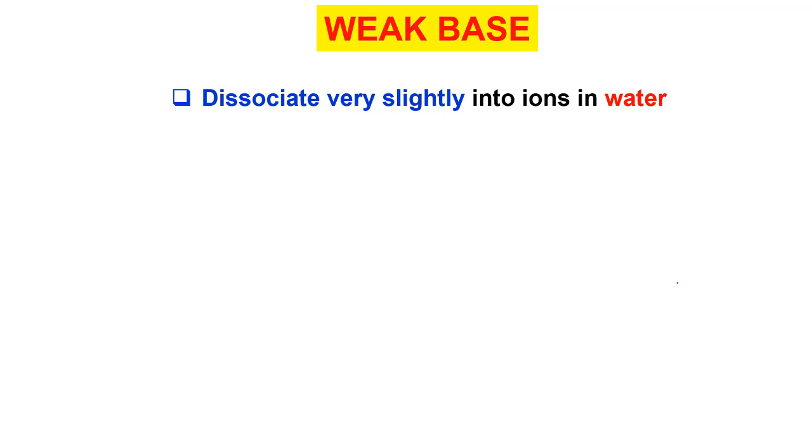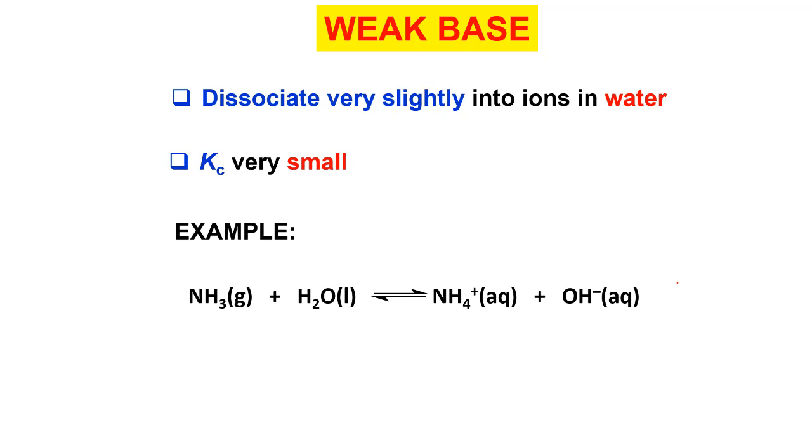Okay. Weak base. The definition of a weak base: a base that dissociates very slightly into ions in water. It is the same as the definition of a weak acid, but it is a base, which dissociates very slightly into ions in water. And the Kc value is very small. For example, let's say I have ammonia, where ammonia is an example of a weak base.